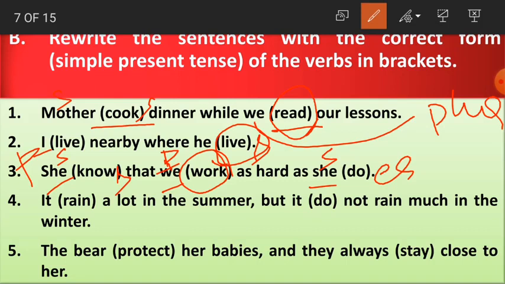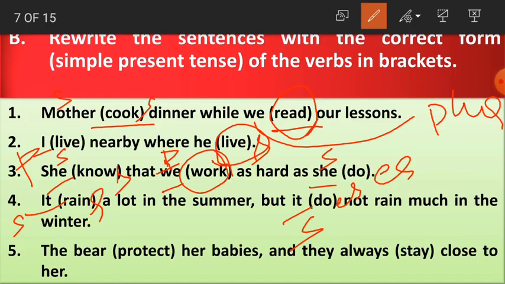Clear, children? Yes. Now the fourth one. It rain a lot in the summer, but it do not rain much in the winter. Again it, singular. Again it here, singular. So we have to add s or es. For rain, what does it become here? Rains. Do becomes does. So now the sentence is like this: It rains a lot in the summer, but it does not rain much in the winter.